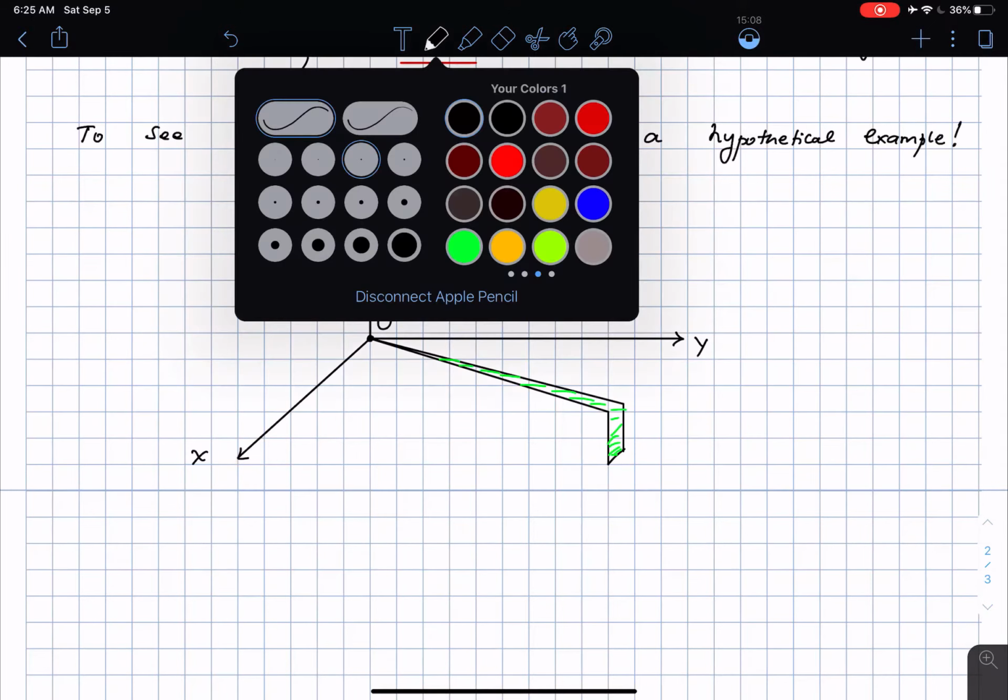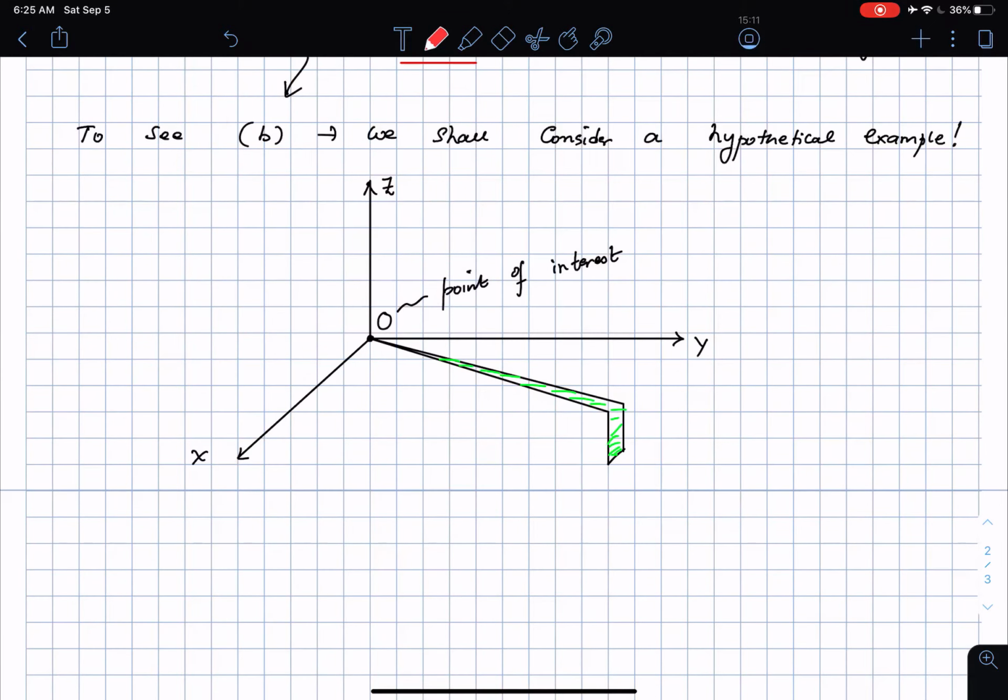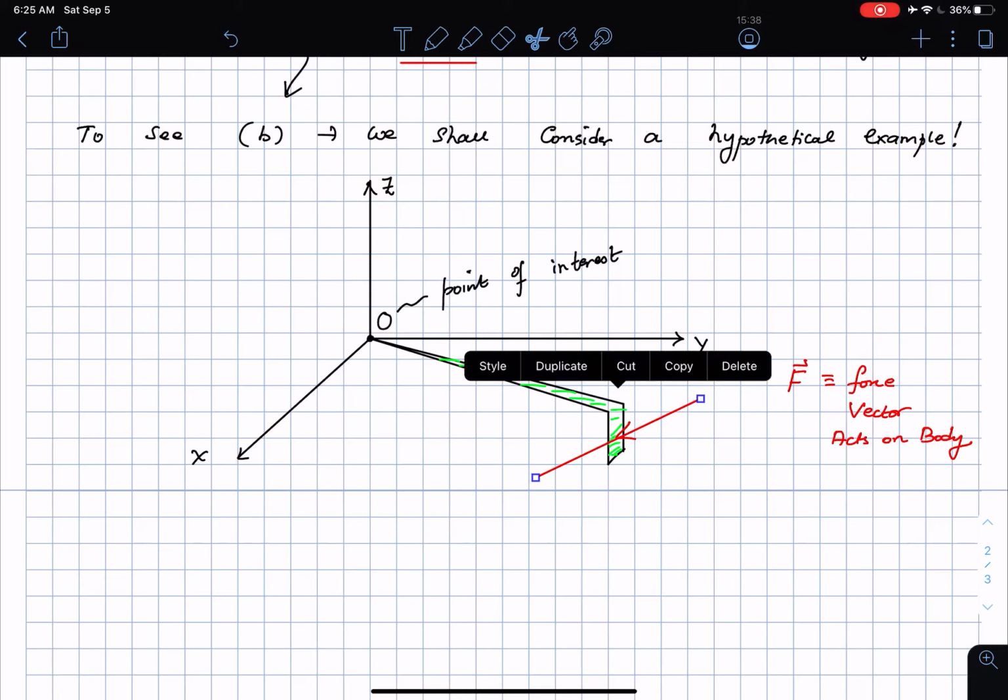And let me say that there is a force acting on this body. Let's say that that force is acting in the direction that is shown, and I'm going to write this as a force vector. This is the force vector that acts on the body. Now I'm going to take this force vector and extend its line. So that becomes the line of action of this force vector. I'm going to extend that a little more on here. So this becomes the line of action.